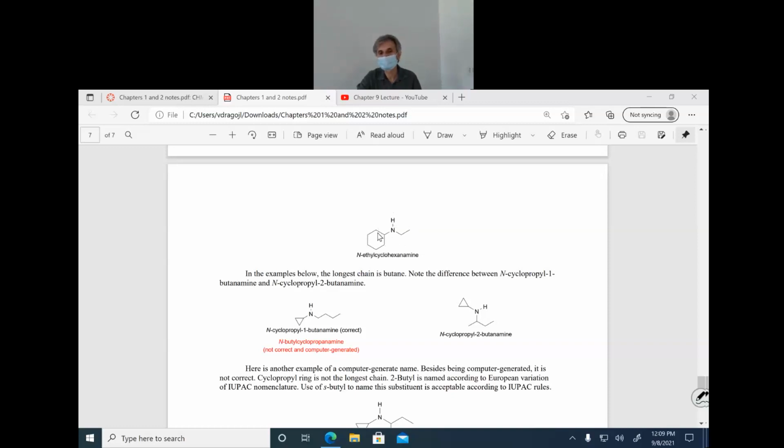6 carbons, cyclohexane. So it's cyclohexane amine. And then whatever is on the nitrogen is N-something, N-ethyl. Because this is a ring, we don't use number 1. When it's an open chain, 4 carbons, longest chain, nitrogen attached to carbon 1, 1-butane-amine. Substituent N-cyclopropyl.